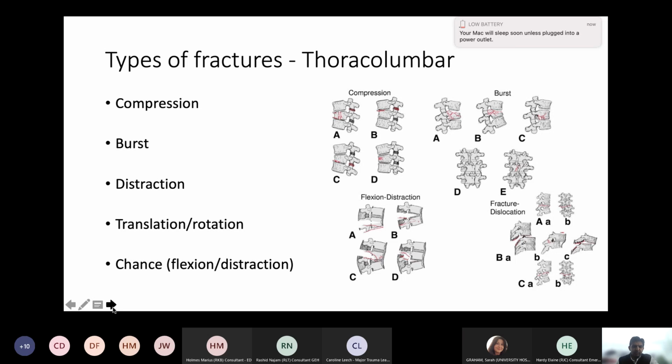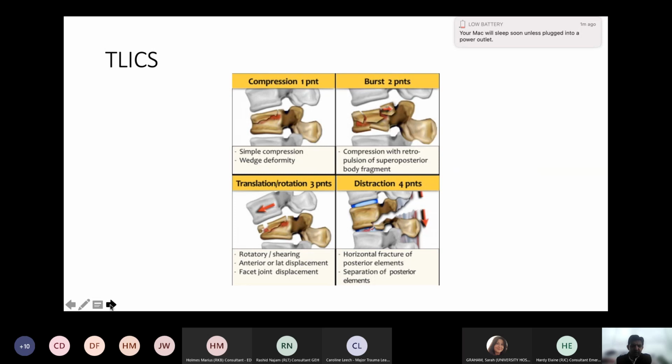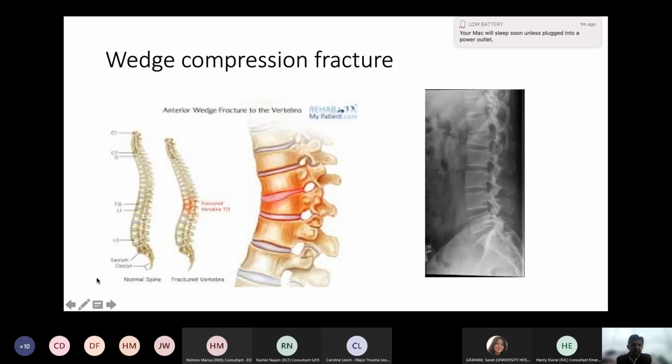It's difficult to go through them in more detail given the limitations of time, but I can share this by sending it to you. The TLICS criteria is really important for us, a bit like the SLIC criteria. TLICS is almost more important. It's very valuable in determining stability, predictors of outcome, but also helping in decision making in terms of surgery. We don't need to talk about that too much.